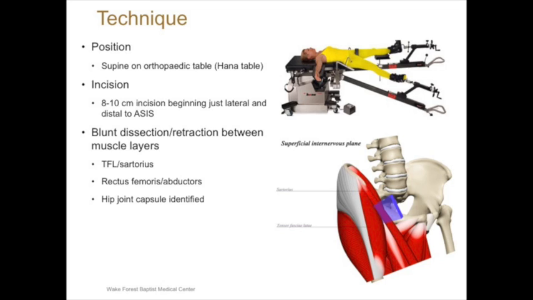The next plane that we get to is between the rectus femoris and the abductors. Again, the abductors are innervated by the superior gluteal nerve. The rectus femoris is innervated by the femoral nerve. So we're also bluntly dissecting between those two layers too. And once we get there, we're able to identify the hip capsule. So the hip is not that deep anteriorly. So once we find these layers and dissect between them, we get down to the hip capsule relatively quickly.